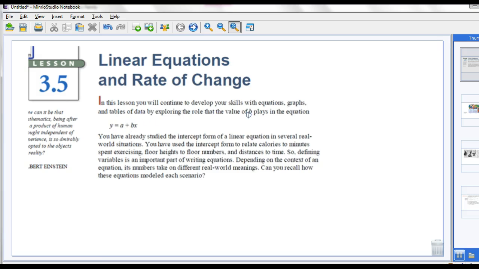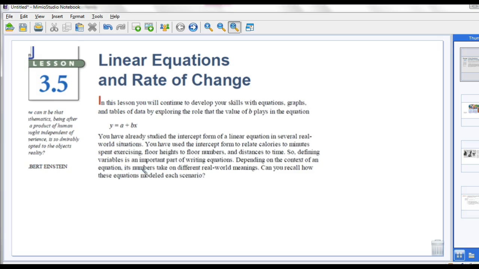It isn't necessarily what letter we use for b, just as long as we're talking about the coefficient of x. You have already studied the intercept form of linear equations in several real-world situations. You have used the intercept form to relate calories to minutes spent exercising. We've talked about floor heights to floor numbers and distances to time.